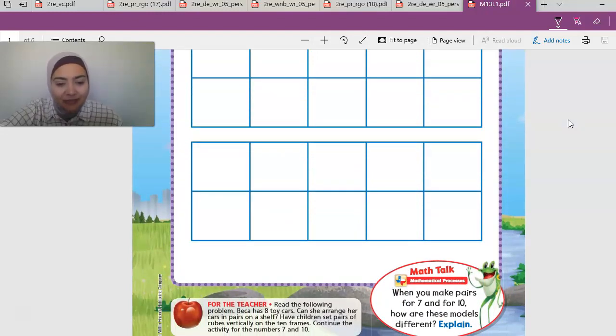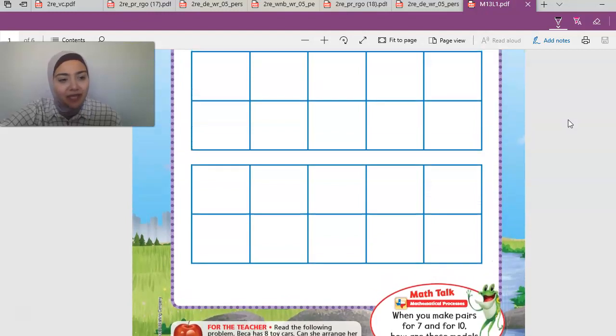Becca has 8 toy cars. Can she arrange her cars in pairs on a shelf? So remember, we talked about pairs. Pairs come in 2. So when you go to the store and you buy a pair of shoes, do you buy the right shoe by itself and then the left shoe by itself? Absolutely not. That's funny. No, you buy a pair of shoes. The right and left come together. So how many shoes are those? Those are 2. So whenever you say a pair, pair means 2.